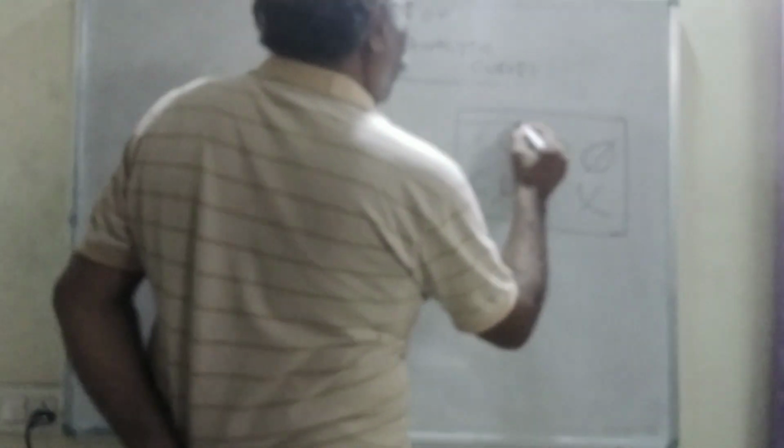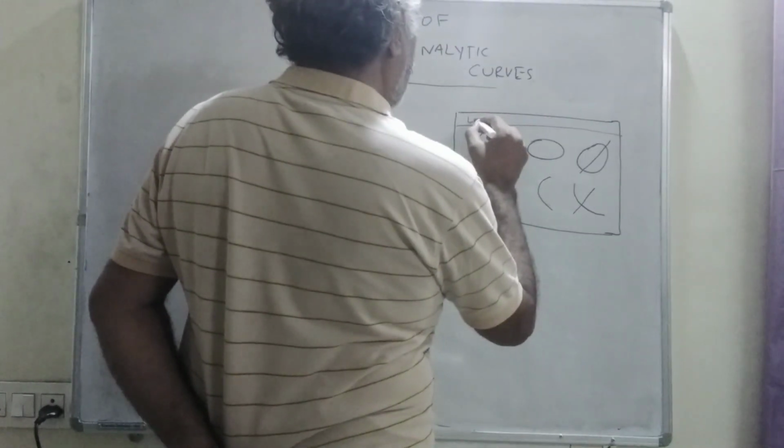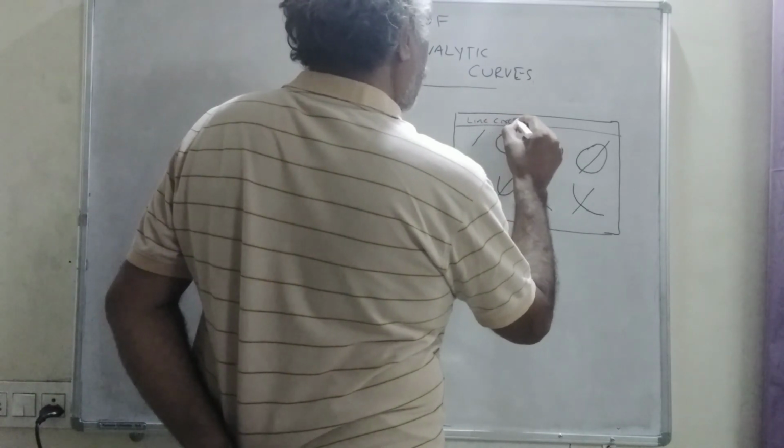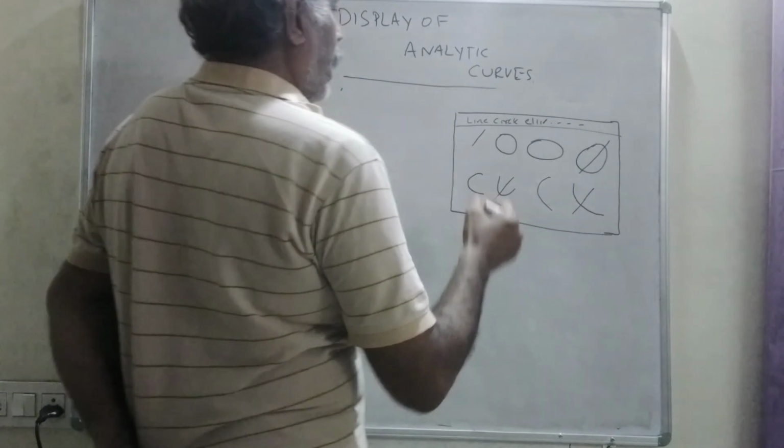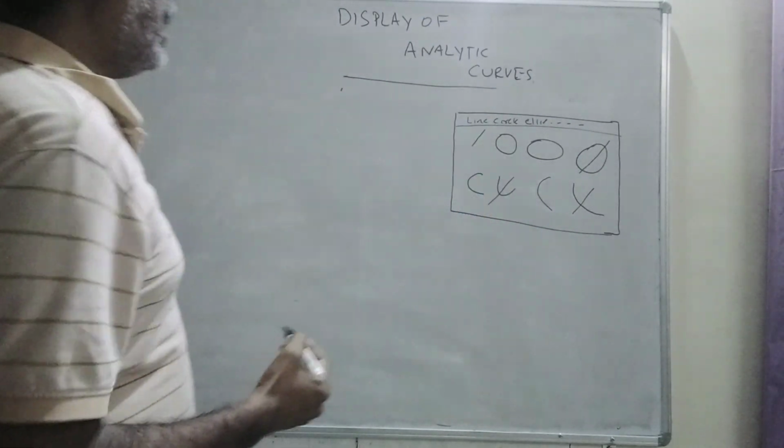So here you can have a menu of line, circle, ellipse, and so on and so forth. And you can read data like this. First, read x1, y1, x2, y2. This is for straight line. And then read radius r for circle.